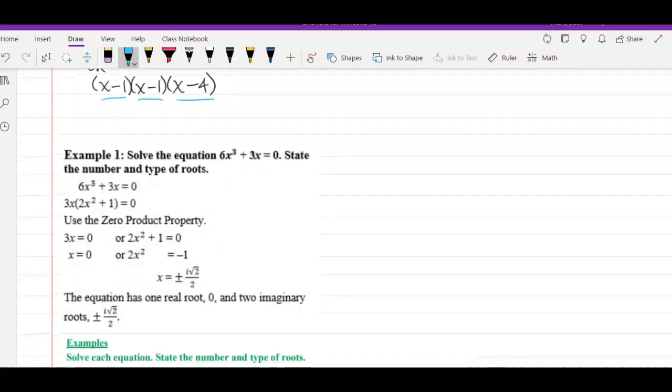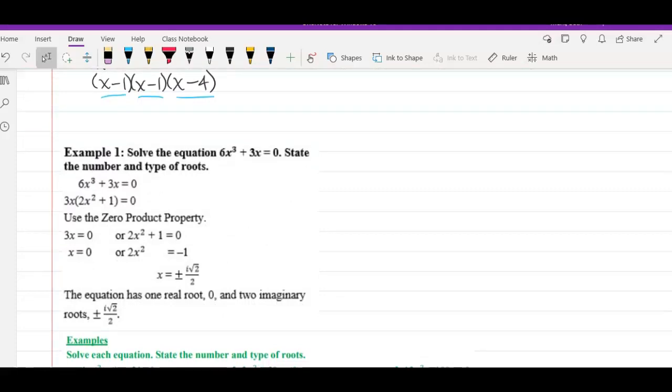Alright, so let's solve an equation and state the number and type of roots. The first method that we can use is just finding that greatest common factor, pulling it out, and then using the zero product property. Notice that I look at 6x cubed and 3x, and I said, okay, well, what do they have in common? They have a greatest common factor of 3x. When we factor that out, this is what we're left with.